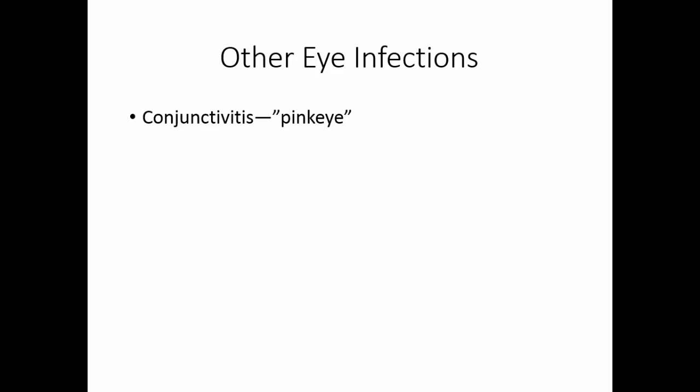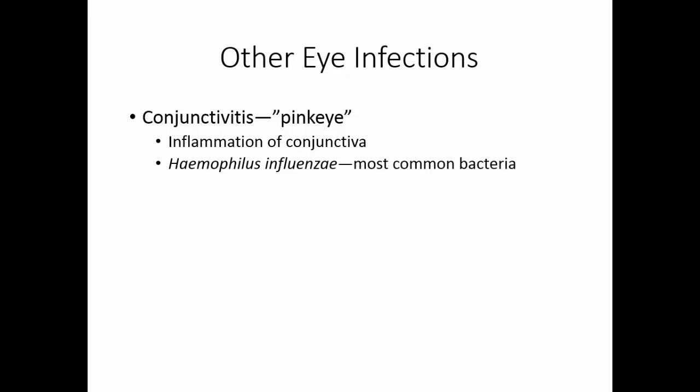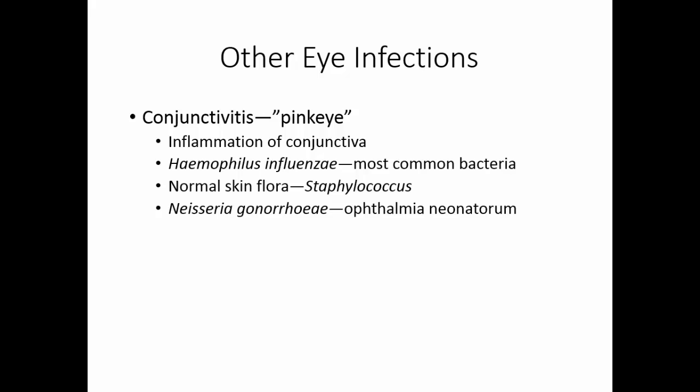Other eye infections include conjunctivitis, sometimes called pink eye. This is an inflammation of the conjunctiva. Haemophilus influenzae is the most common bacterial cause of true pink eye. Here there is quite a bit of pus and mattering of the eye, and the eye gets quite red. Any normal skin flora can be rubbed into the eye, so Staphylococcus can cause this disease. Neisseria gonorrhoeae can be transmitted to an infant that comes through the birth canal of a mother who has gonorrhea. This causes ophthalmia neonatorum. This needs to be treated aggressively and early because it can cause blindness.